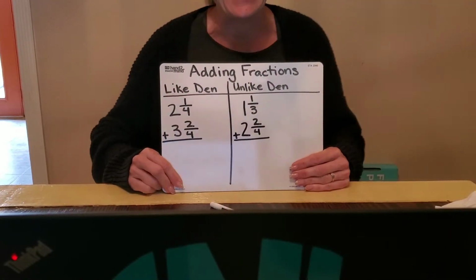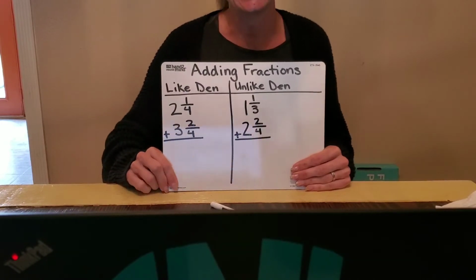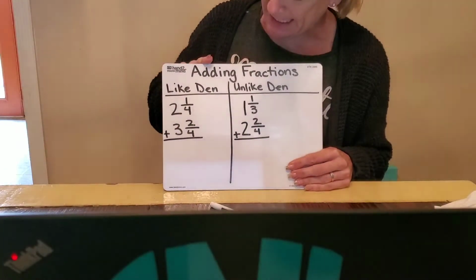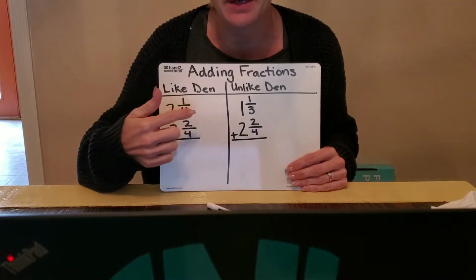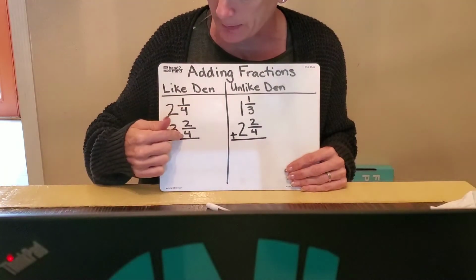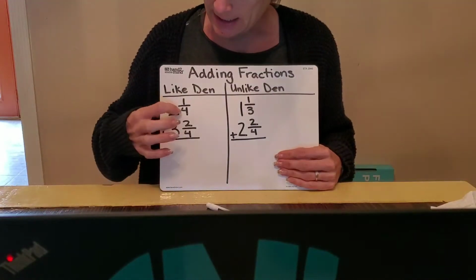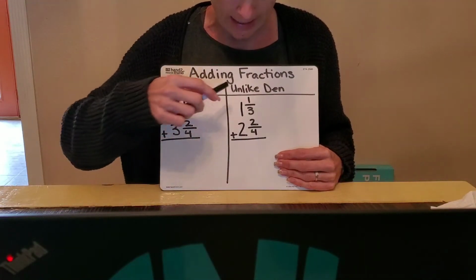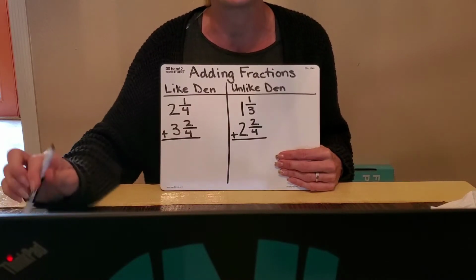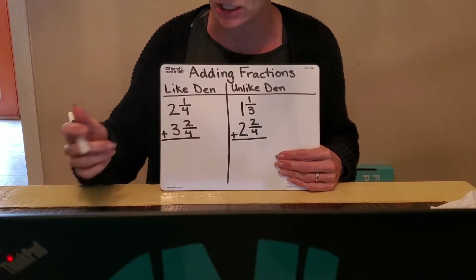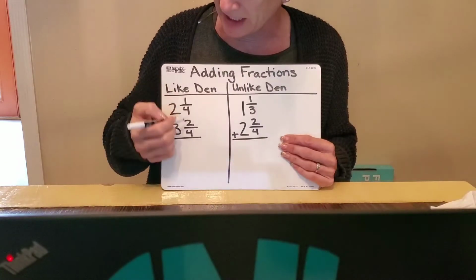Hello and welcome back. Today, this is the topic that we are going to be covering: adding fractions. I'm going to start us off with like denominators. That means our denominator, or our number that is down, is the same number. And then we're going to go to unlike denominators and what the CFISD way of finding like denominators is. So let's start with like denominators.